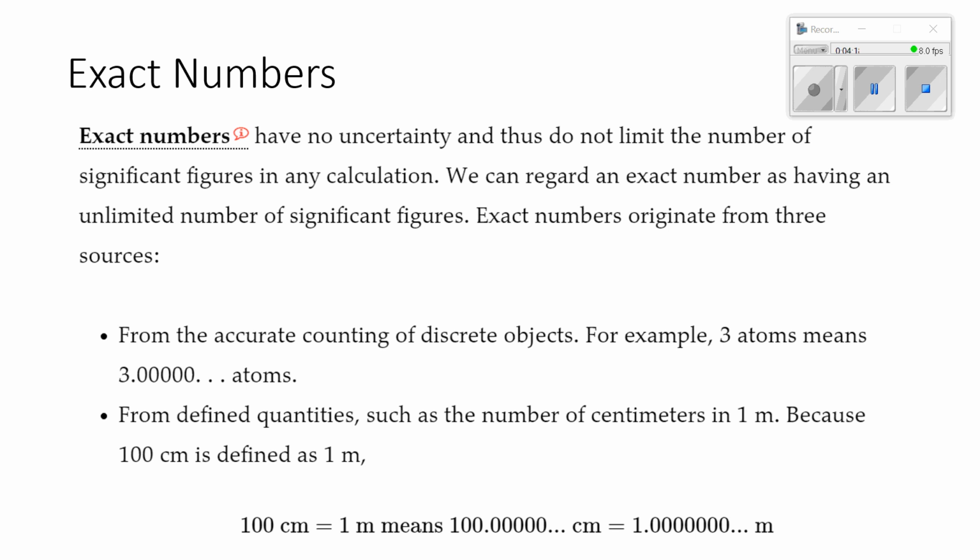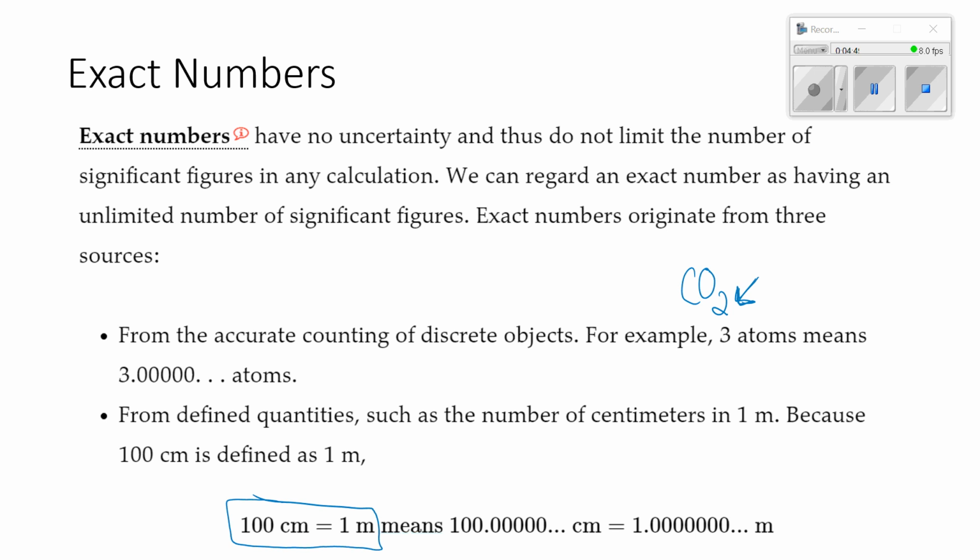So for example, the fact that 100 centimeters is 1 meter, that definition, we think of these values, the 100 and the 1, as having an infinite number of sig figs. Or if you say that you have 3 atoms, like we have exactly 3 atoms. Where you might see this is in a chemical formula, like CO2. This 2 there has an infinite number of sig figs in it. That's part of the definition. There are exactly 2 oxygens for every 1 carbon atom.